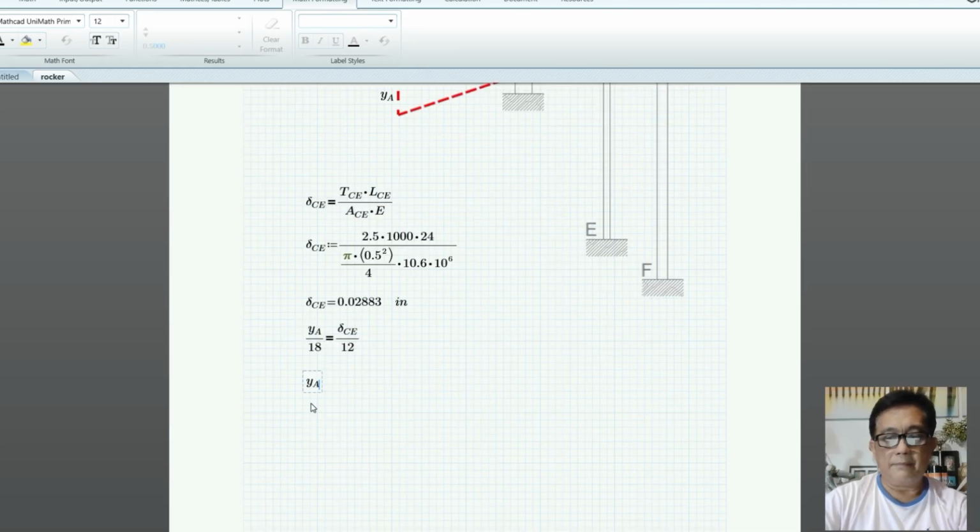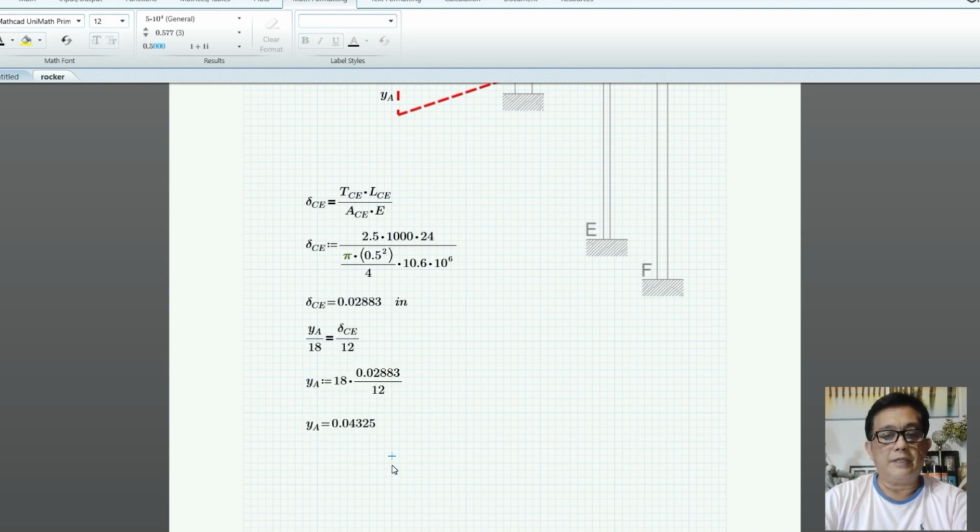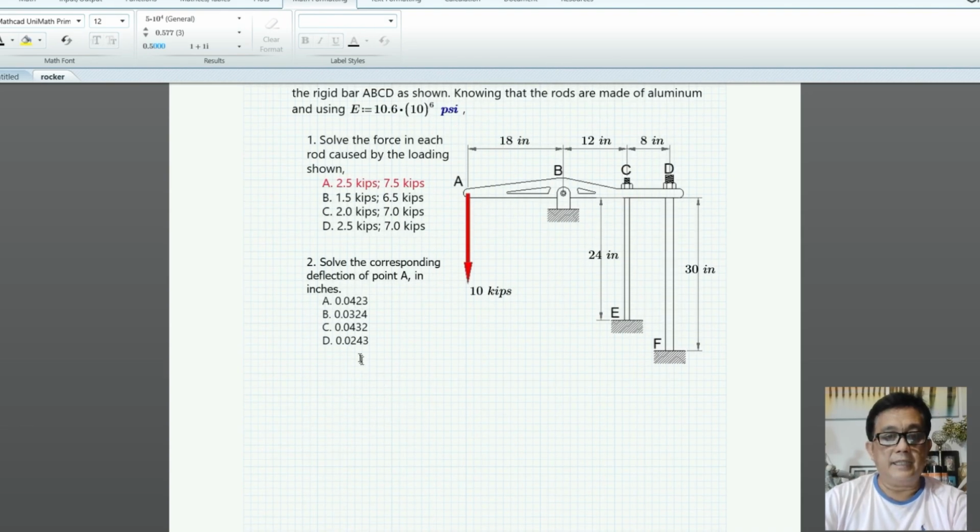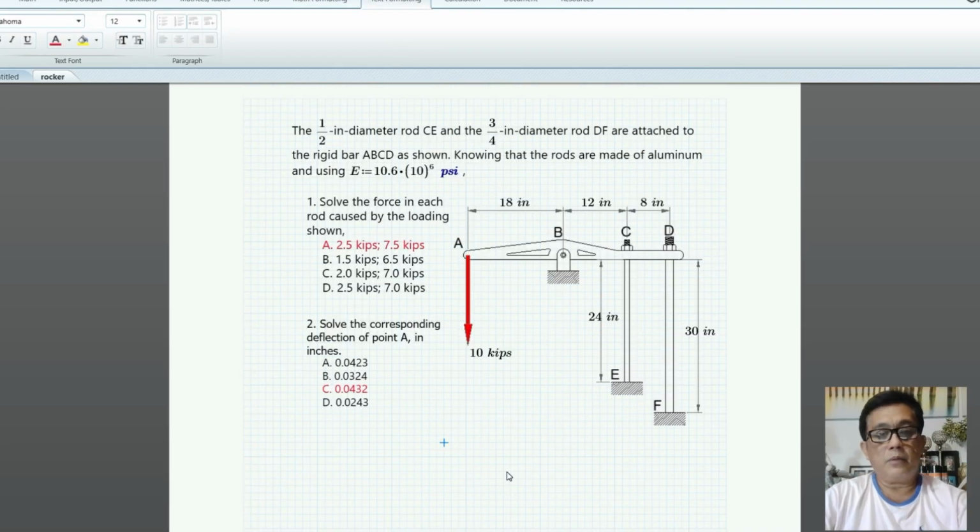Then solving for Y sub A, by ratio and proportion, this is to 18 equals this is to 12. Or Y sub A equals 18 times delta over 12. And since we already have the value of delta sub CE, let's copy this. Y sub A is equal to 0.4325 inch. That's letter B. Okay, so the answers are for number 1, letter A, 2.5 kips and 7.5 kips. And for number 2 is 0.0432 inch.